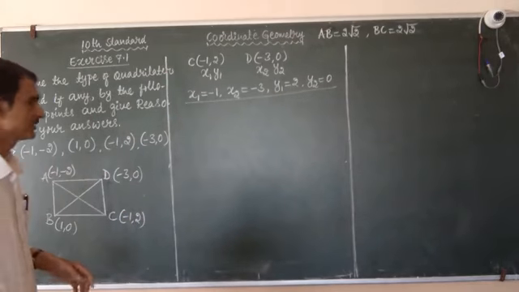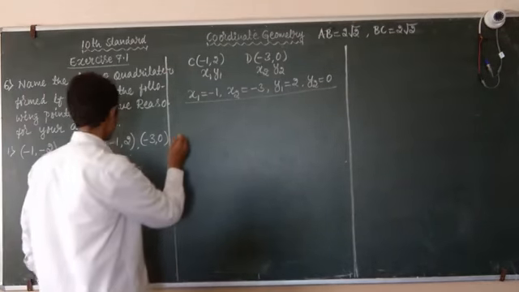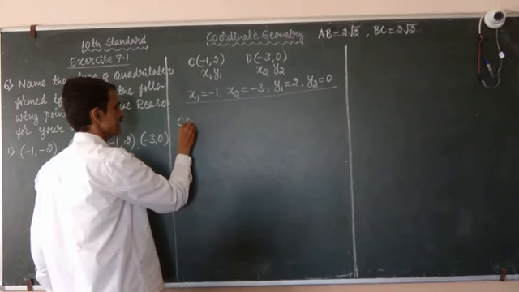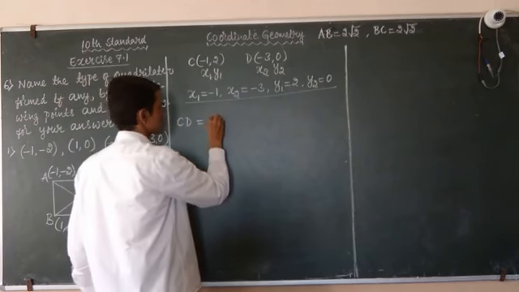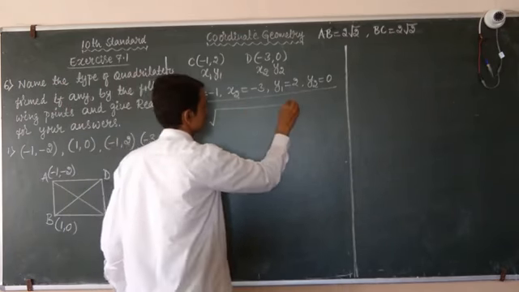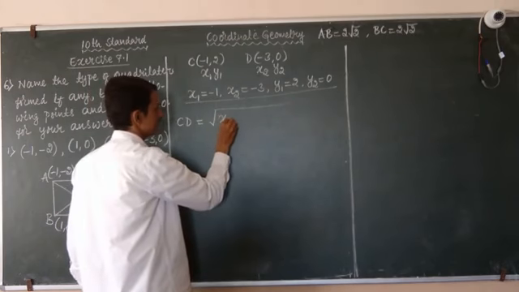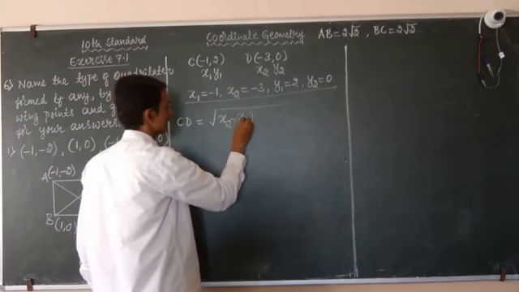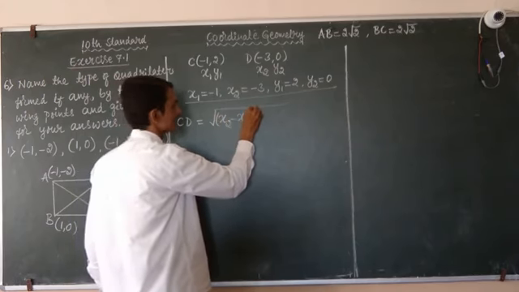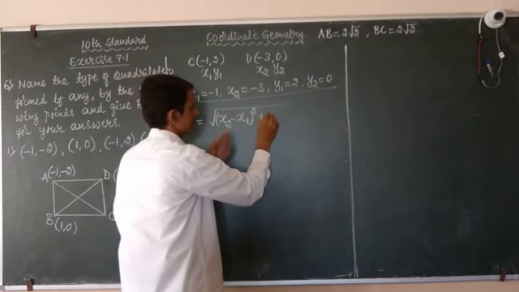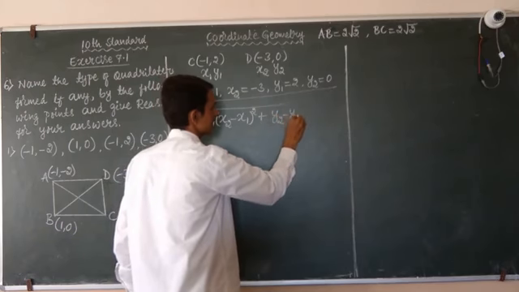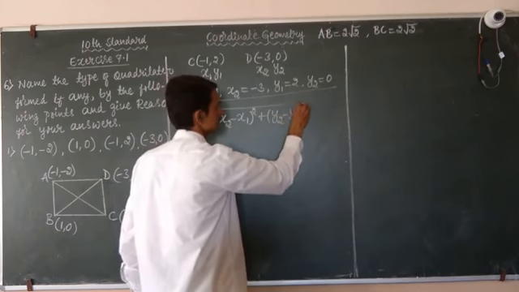So now write down the formula. That means the distance CD equals root of x2 minus x1 whole square plus y2 minus y1 whole square.